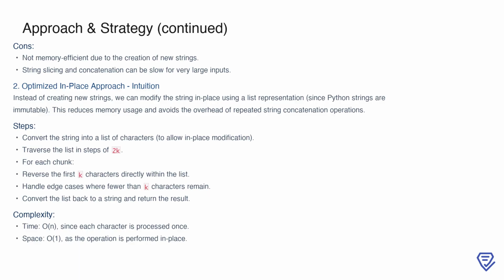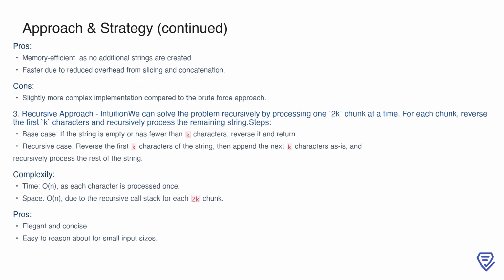This method retains the same time complexity of O(n), since every character is processed once, but it significantly reduces the space complexity to 1, as no additional strings are created during the process. This makes it much more memory efficient, especially for larger inputs. The optimized in-place approach has several advantages.